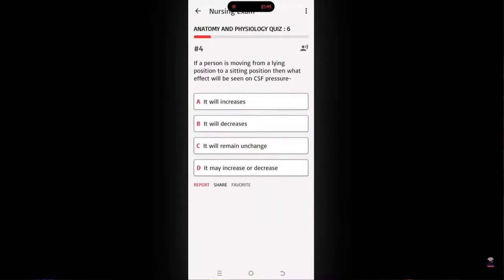If a person is moving from a lying position to a sitting position, then what effect will be seen on CSF pressure? A. It will increase. B. Decrease. Correct answer is A.